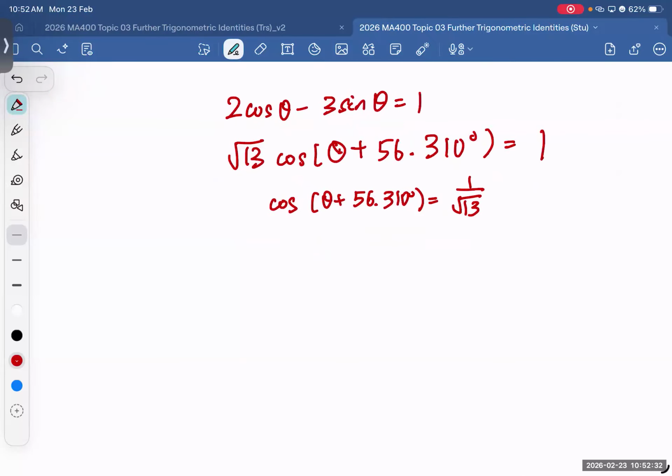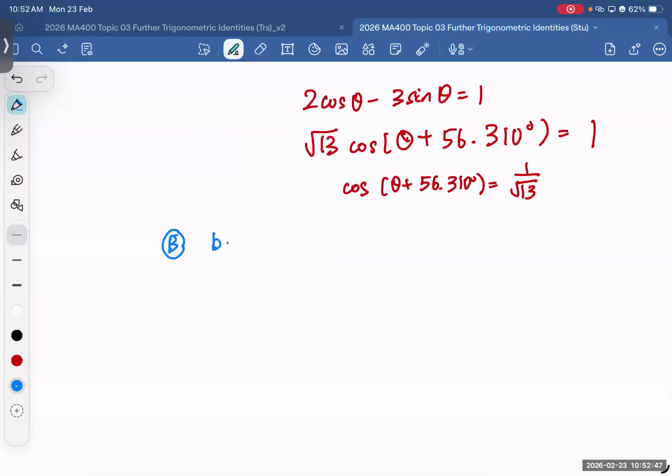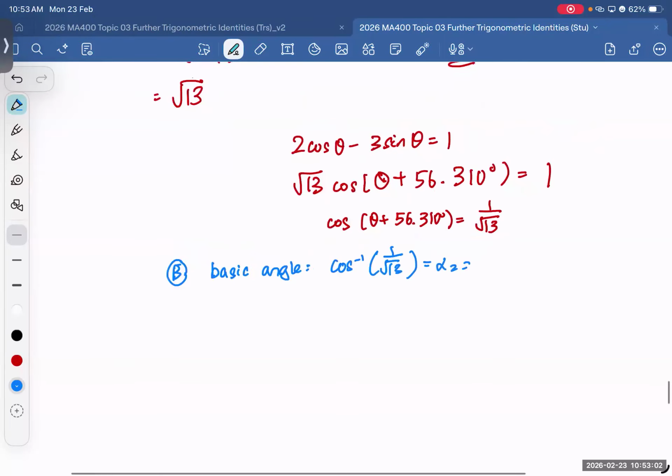BQRA. Anyone can tell me what B stands for? Q, R, A. Very good. Only Timothy can answer me. Okay, Timothy, great, excellent. The rest all very good. So B is the basic angle. How to find the basic angle? Cosine inverse 1 over square root 13. I call this alpha 2. This question has two alphas, so just be careful. The first alpha is for R formula. The second alpha is for basic angle. Last time there was a question with 3 alphas.